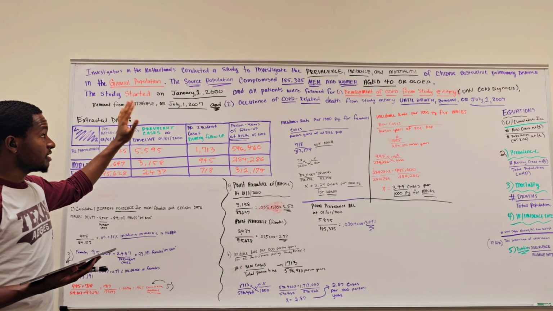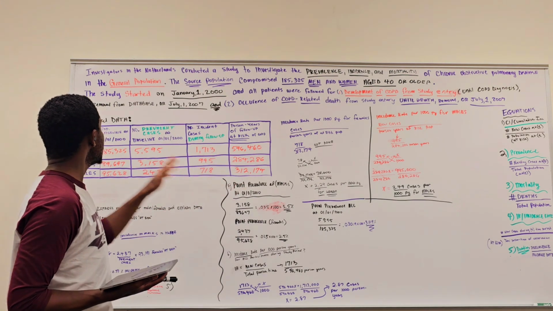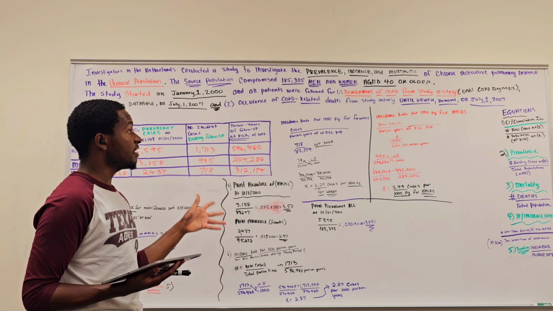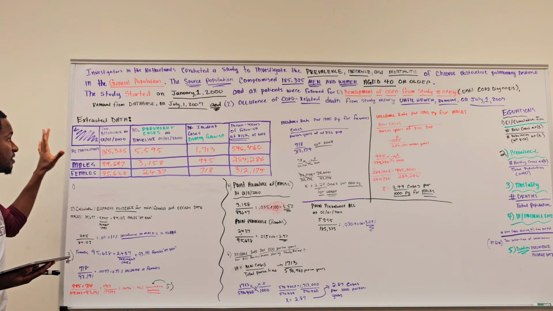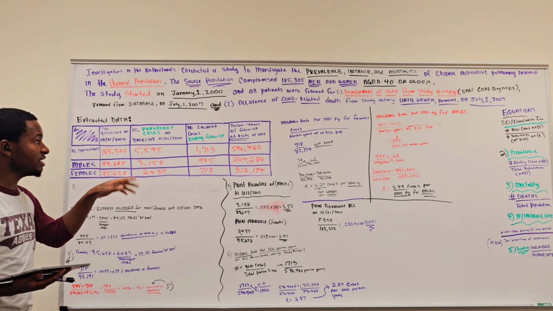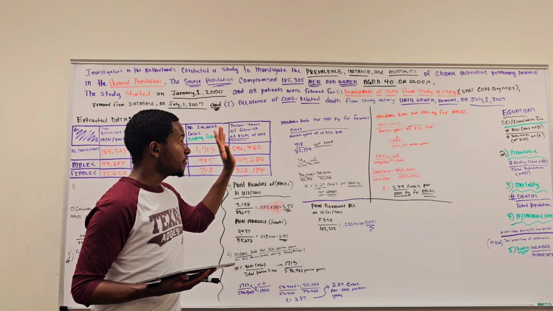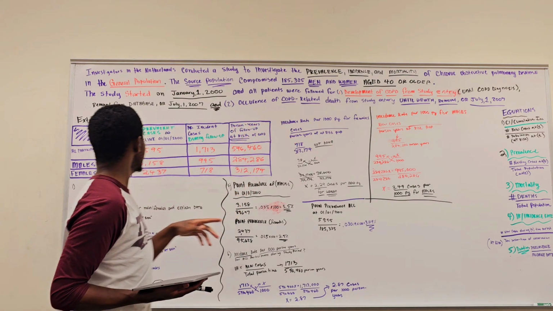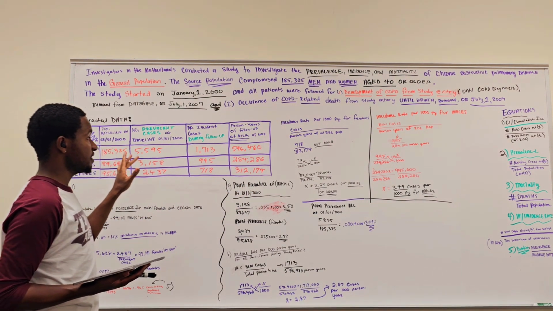Investigators in the Netherlands conducted a study to investigate the prevalence, incidence, and mortality of COPD in the general population. The source population is comprised of 185,325 men and women aged 40 or older. The study started on January 1st, 2000, and all patients were followed for the development of COPD from study entry until they were either diagnosed, removed from the database, or July 1st, 2007.